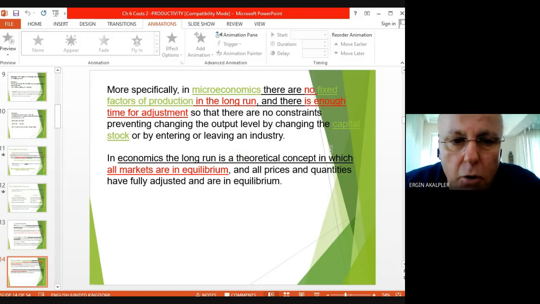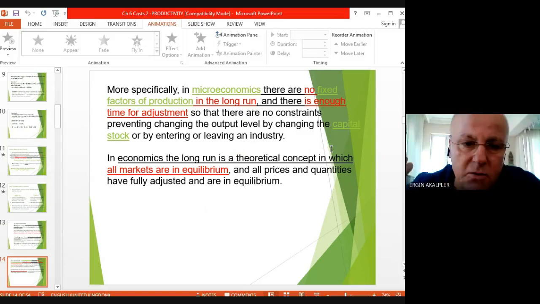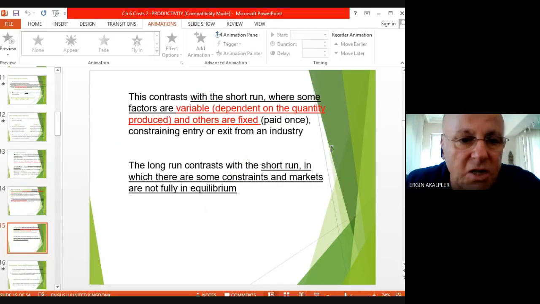Therefore, in microeconomics, everything is supposed to be estimated with regard to these factors of production, which are given, and therefore fixed. In economics, the long run is a theoretical concept in which all markets are in equilibrium and all prices and quantities have fully adjusted. Therefore, this is, of course, supposed to be changing.